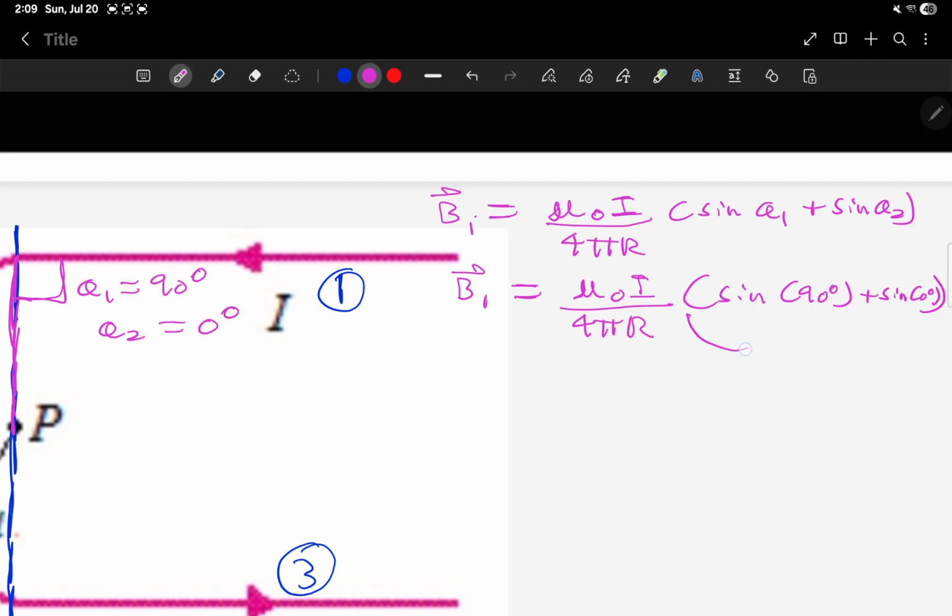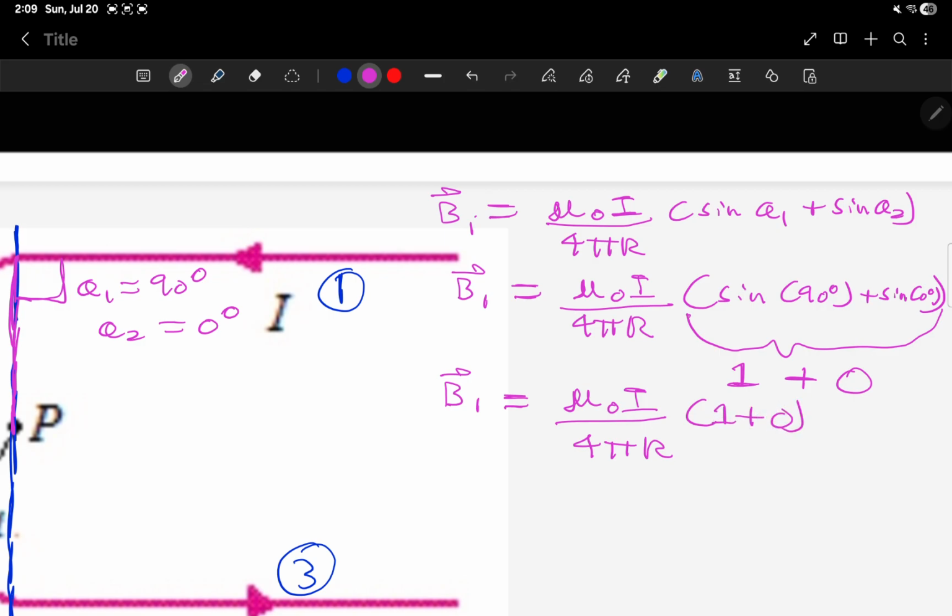We get sine of 90, which is 1, plus sine of 0, which gives us 0. So essentially we get the following formula: mu naught I over 4 pi r times 1 plus 0, which is just 1.